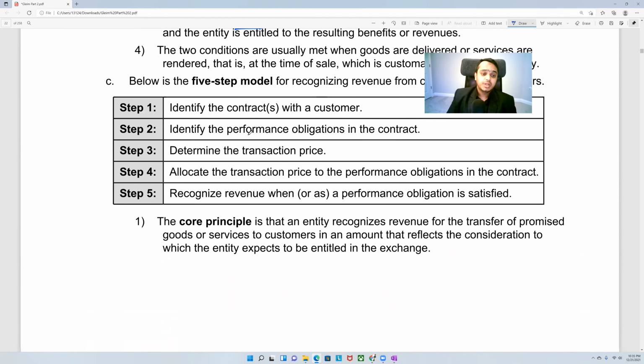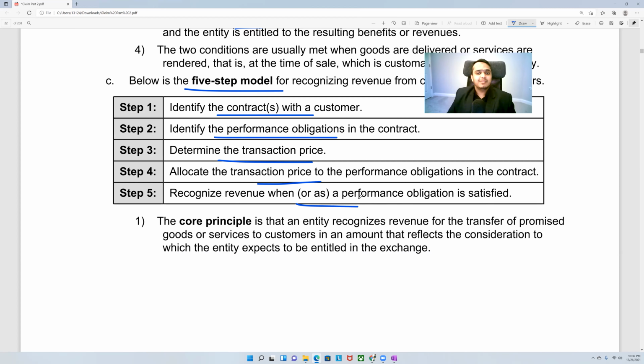So what you need to do is follow this 5-step model. Identify the contract with the customer, identify the performance obligations. If the performance obligation is done, then you need to recognize it. But before that, you see the transaction price, allocate the transaction price to the performance obligations in the contract, and then only recognize the revenue. Until then, don't recognize it as revenue. That's what they're saying. Until performance is done, don't recognize it as revenue.